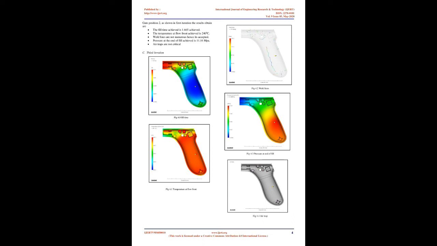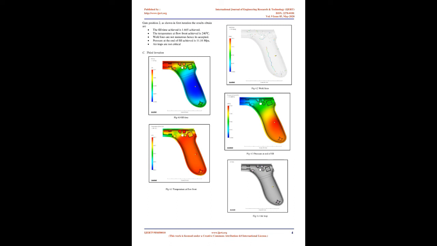Second iteration. Fig. 3.0 Fill time. Fig. 3.1 Temperature at flow front. Fig. 3.2 Weld lines. Fig. 3.3 Pressure at end of fill. Fig. 3.4 Air traps. Gate position 2, as shown in second iteration, the results obtained are: the fill time achieved is 1.665. The temperature at flow front achieved is 240 °C. Weld lines are not numerous, hence it's accepted. Pressure at the end of fill achieved is 11.16 MPa. Air traps are not critical.